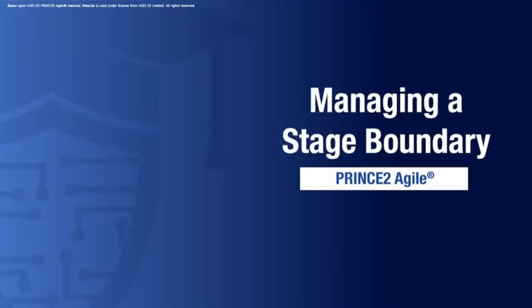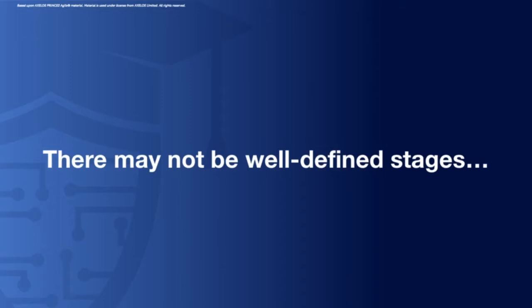Our next process is managing a stage boundary. This process is the one that gets tailored the most out of any other process inside of PRINCE2 Agile. The reason is because you may not even have well-defined stages inside of PRINCE2 Agile. Instead, you may be relying on sprints and releases.